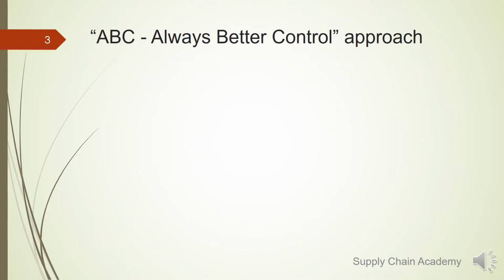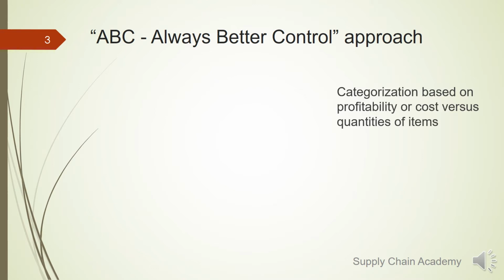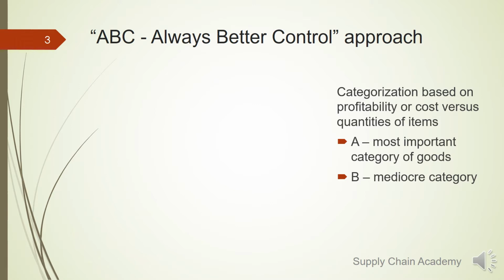Let's start with ABC, always better control. This categorization principle is based on the profitability or cost of goods versus quantities of those goods. Category A, most important goods. Category B, mediocre category, and category C, low profit or low cost type goods.